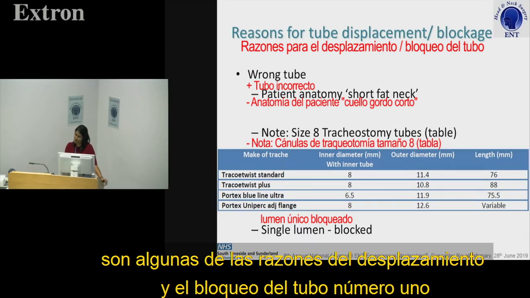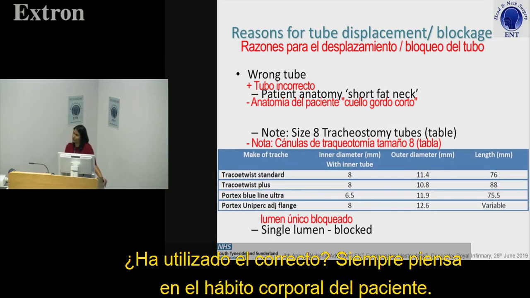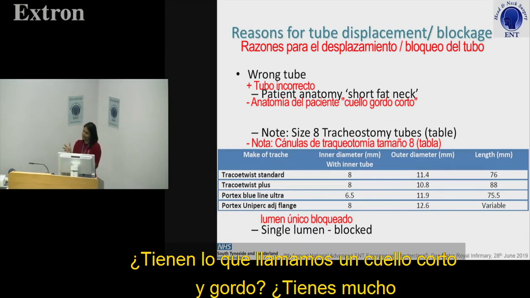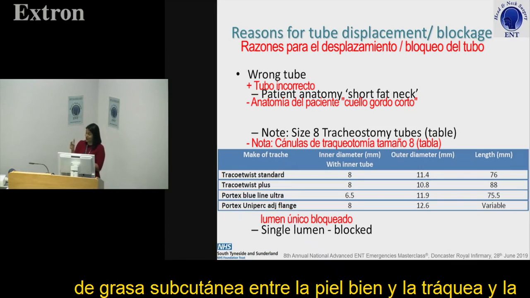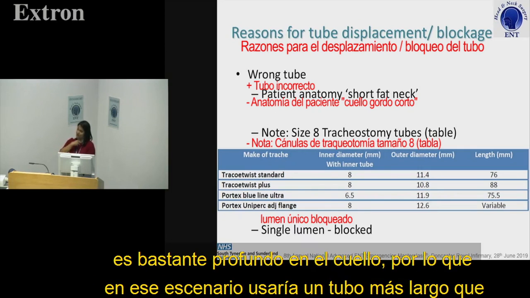So these are some of the reasons for tube displacement and blockage. Number 1, have you used the correct tube? Always think about the patient's body habitus. Do they have what we call a short fat neck? A short fat neck is you've got a lot of subcutaneous fat between the skin and the trachea, and the trachea is quite deep into the neck.